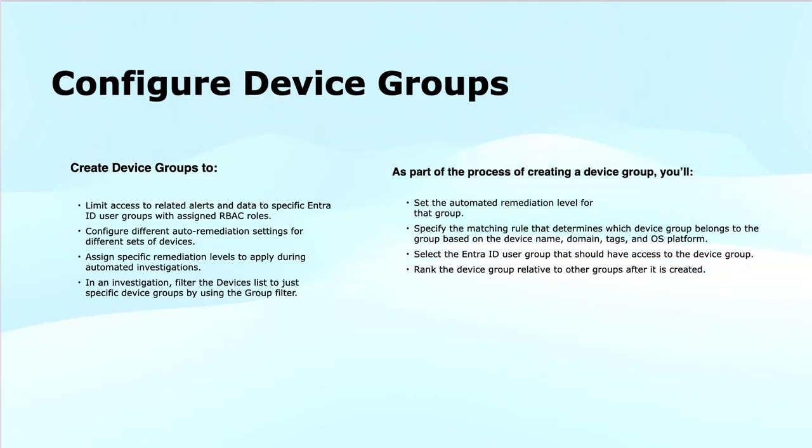As part of the process of creating the device group, you set the automated remediation levels for that group. As I mentioned earlier, specify the matching rules that determine which devices belong to the group based on the device name, domain, tags, or the operating system platform. Select the Entra ID user groups that should have access to that device group. Rank the device group relative to other groups after it is created.